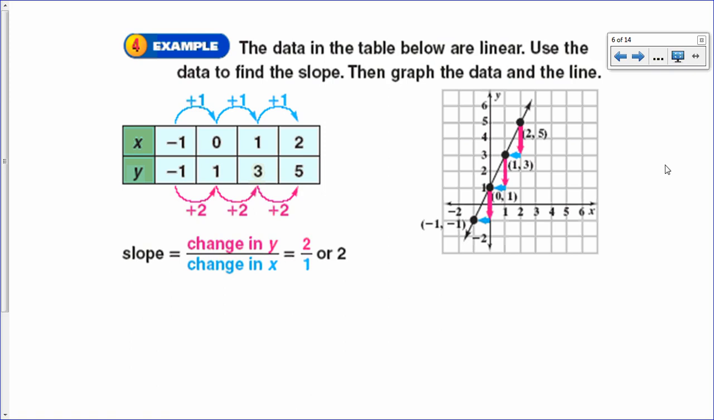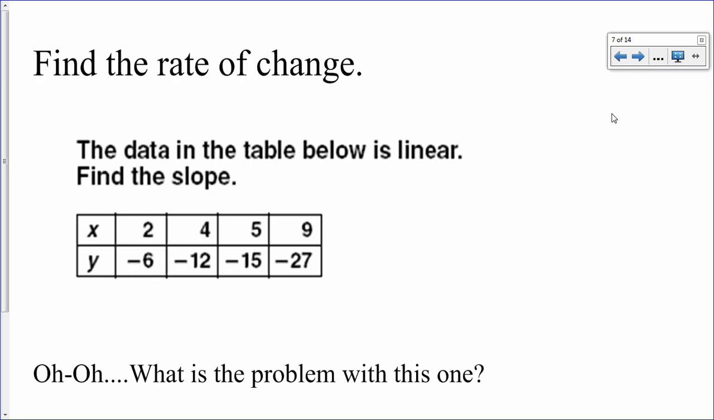We're then going to use the coordinate pairs to graph the line. Because it says it's linear, we're going to connect our dots once we've plotted them with a straight line and put arrows on both ends, because this is going to keep going in both directions.